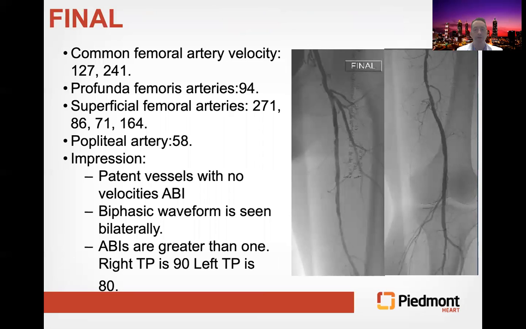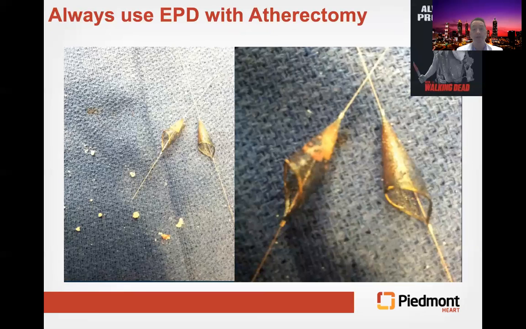This is our final angiogram showing good flow all the way down. His common femoral velocities were 127 to 241. The patient did quite well long-term as well, despite it being a completely occluded and heavily calcific lesion. However, this is why I always use protection for embolic protection.